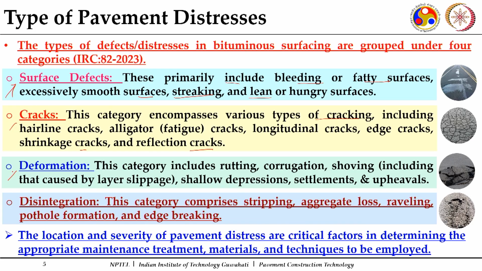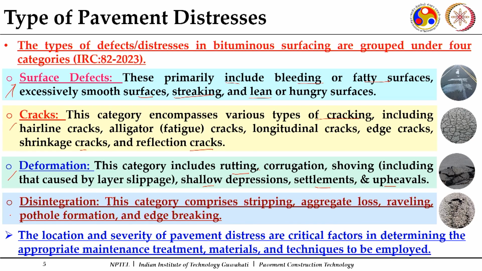Then the other main category is deformation. This is specifically when there is some change in shape of the pavement structure; that particular one comes under the category of deformation. Under this, the distresses which come are rutting, corrugation, shoving, including a part of slippage, shallow depressions, settlements and uphills. So, these are certain categories which come under the distress of deformation.